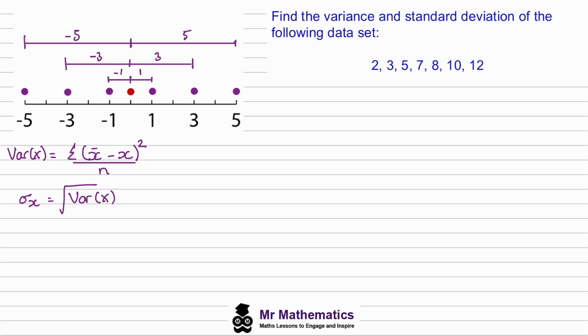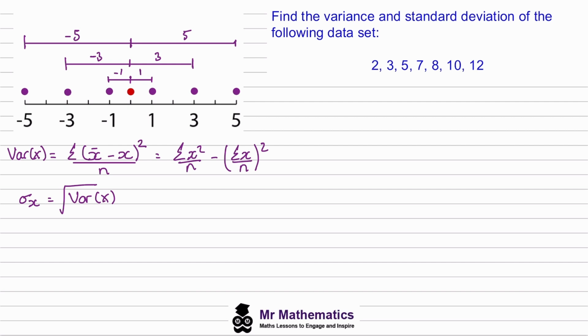A more common way is to find the mean average of the squares minus the square of the mean. So you can work out the variance using either of these formulae. And then to work out the standard deviation, you simply square root each of these.